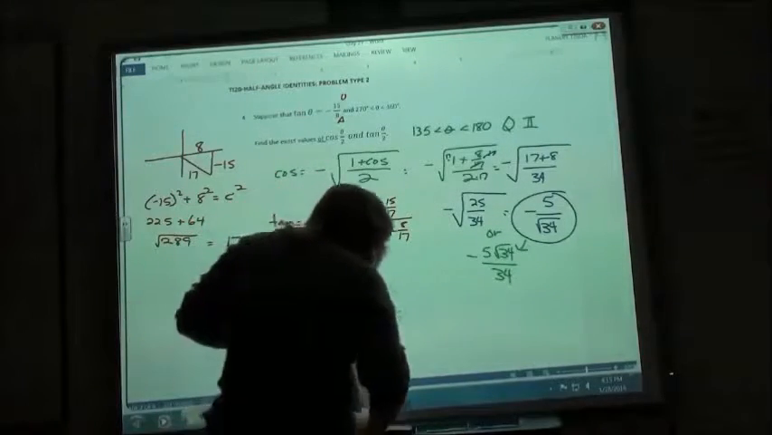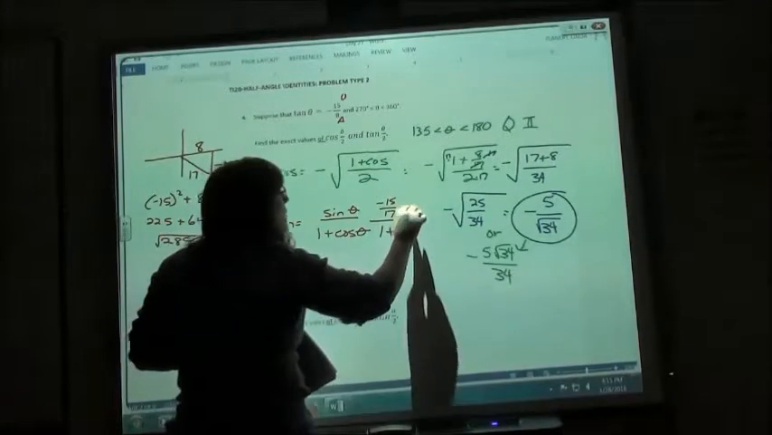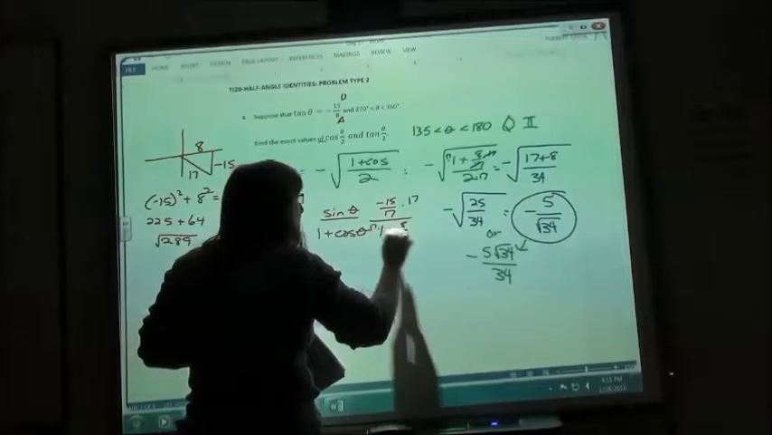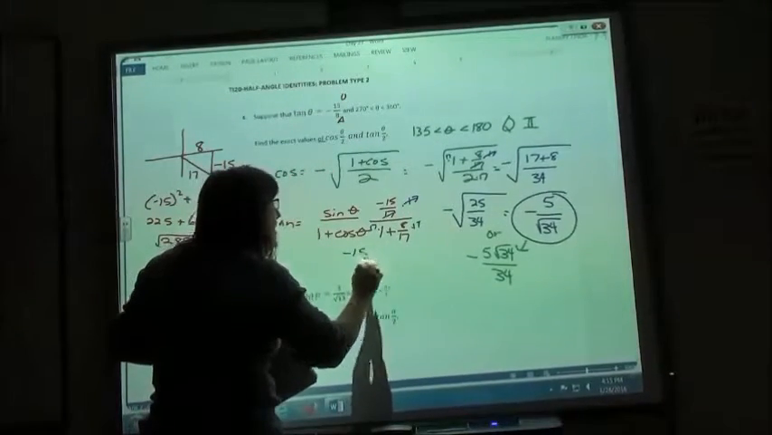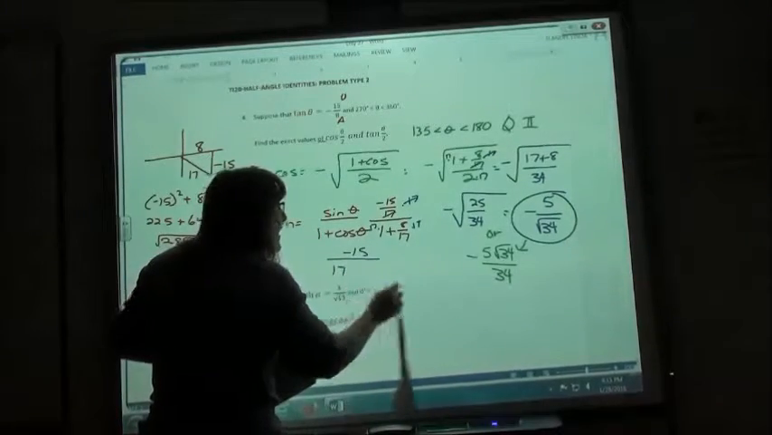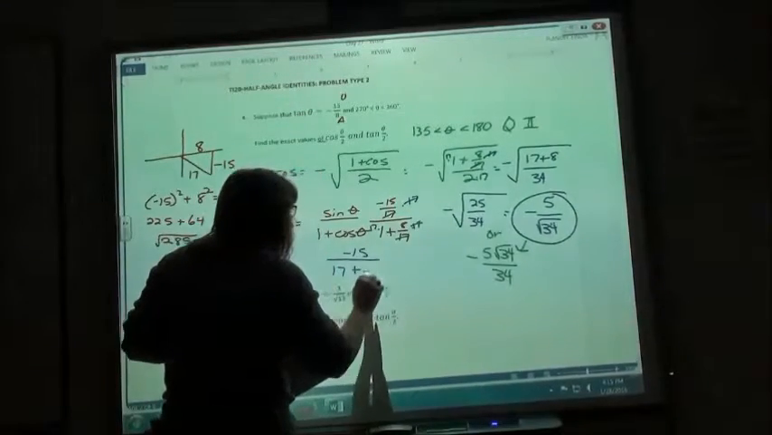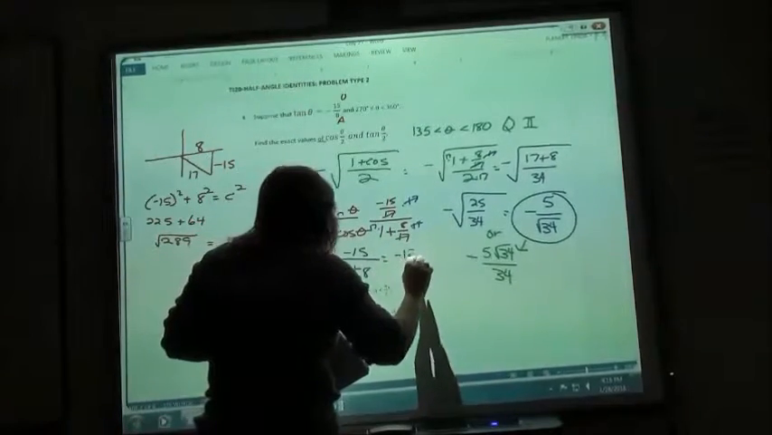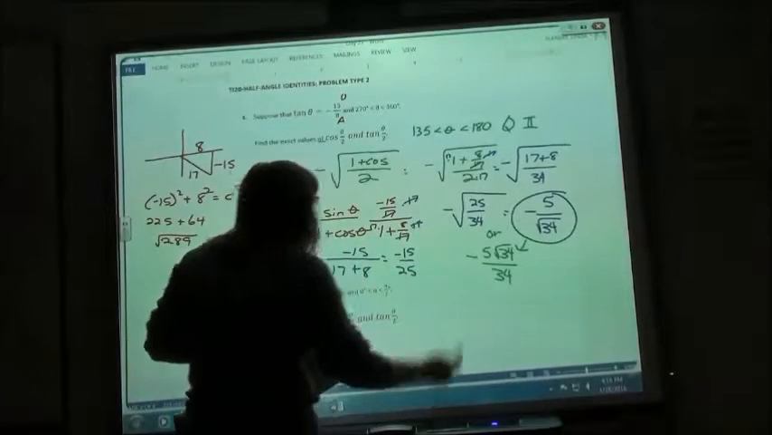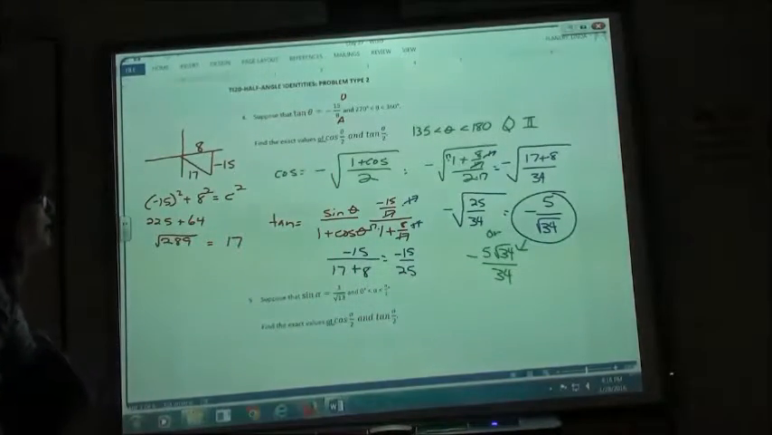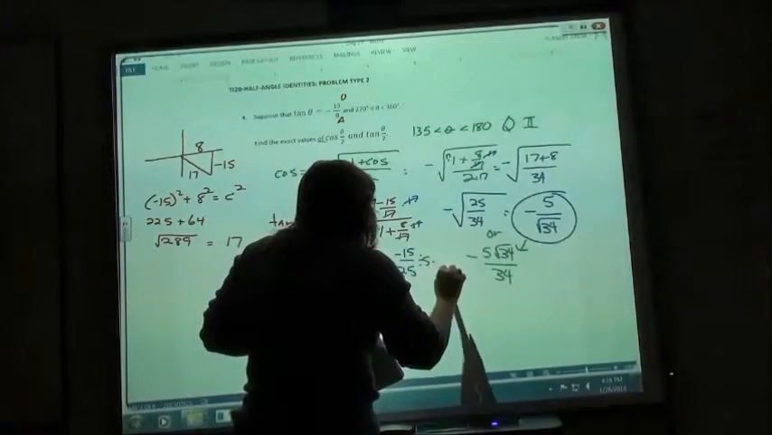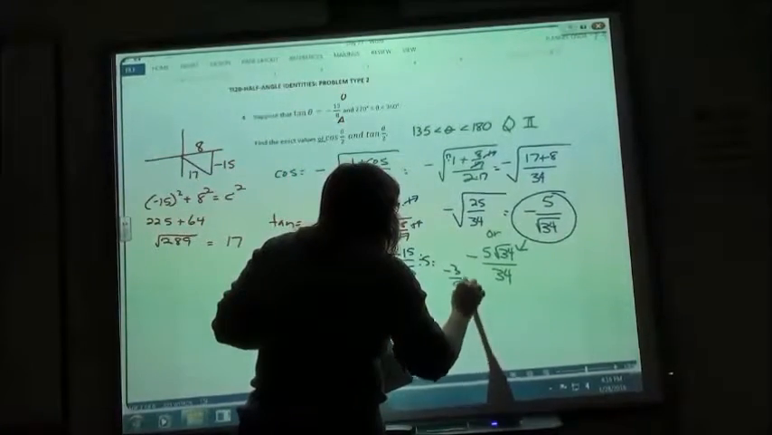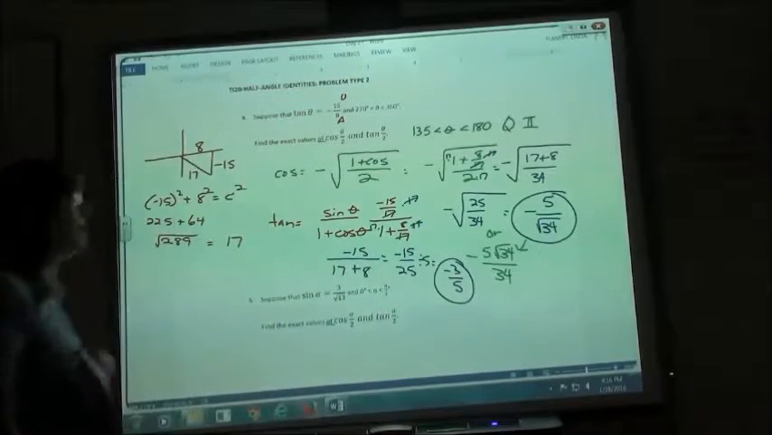And again, I'll get rid of those fractions by multiplying by 17. Cancel that out. I get negative 15 on top. Then I get 17 plus 8 on the bottom. So negative 15 over 25. I can reduce that fraction down because I can divide by 5. So negative 3 over 5 is going to be my answer in simplest form.